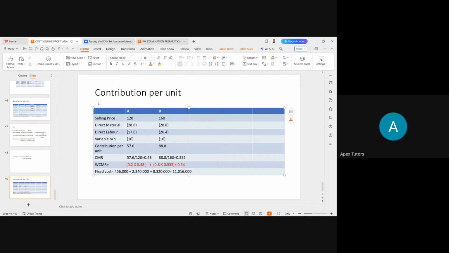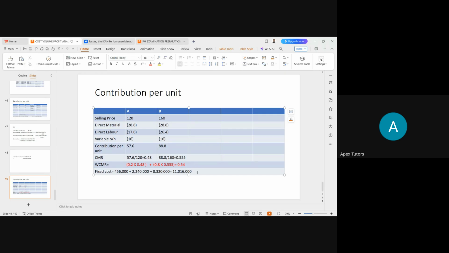Thank you for confirming that it is not wrong. So the fixed cost is 11,016,000.